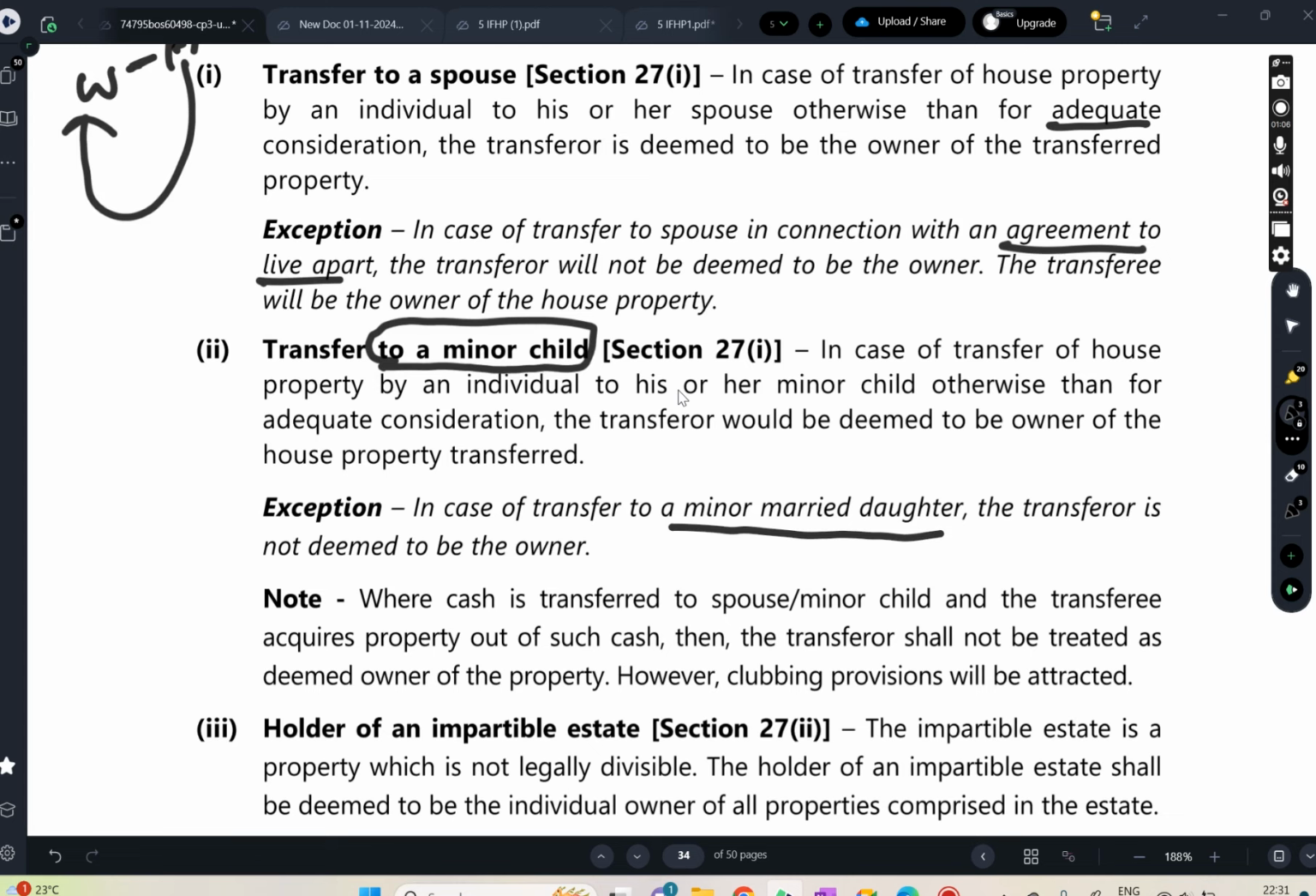But if you are transferring it to a minor married daughter, don't ask me, sir, how a minor can marry. That is a different law. In the income tax department we don't care whether it is legal or illegal, we want to tax it. Then the transferor is not to be the deemed owner. This is an exception. That means if you transfer any property to a minor married daughter, the deemed ownership concept will not apply.